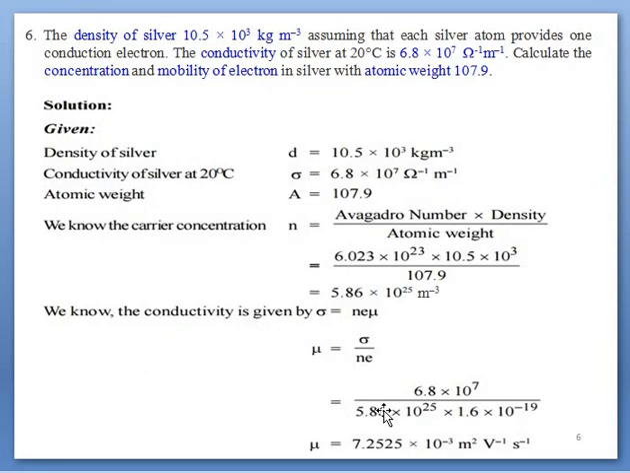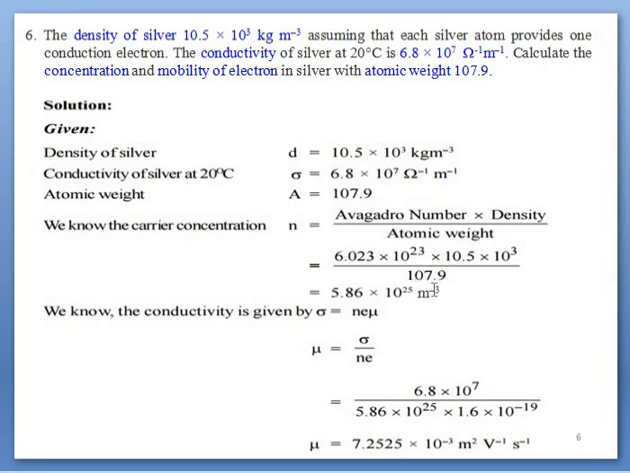Moving to the next, density is given. Each silver atom provides one conduction electron, similar to the previous numerical. Conductivity is given. We have to calculate the concentration and mobility of electrons. So by following a similar equation, this one, concentration is determined.